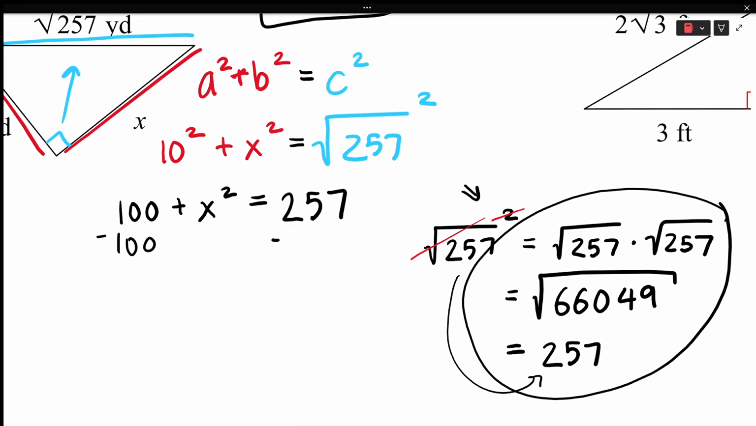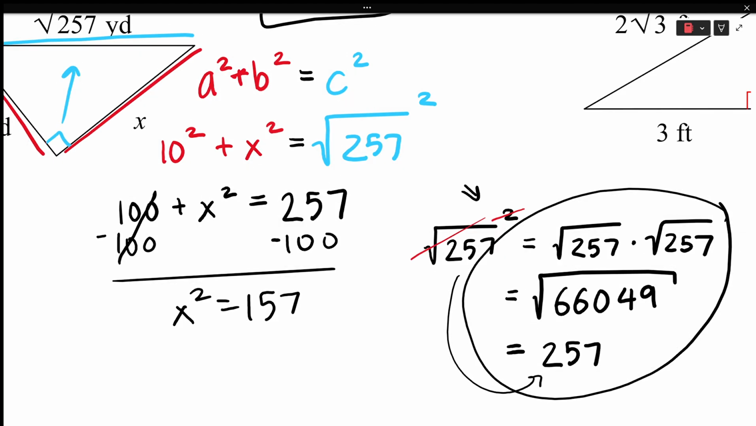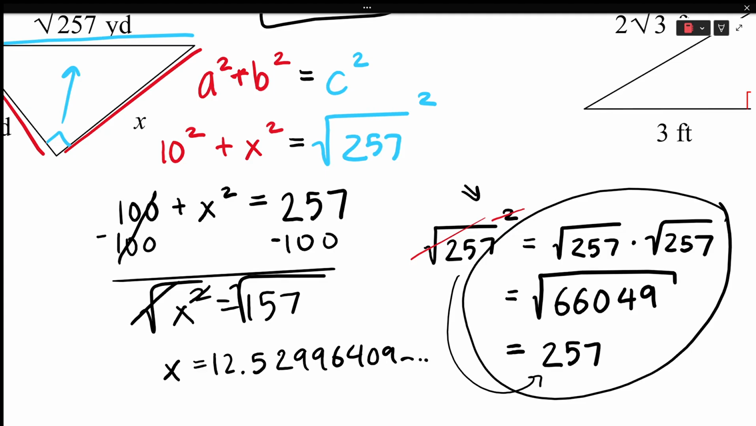Minus 100 on both sides. X squared is 157. Now you square root, right? To get rid of it, again, they're opposites of each other, so you cancel them out by square rooting. Right here, if you do the square root of 157, you get, again, a really long decimal. I'm going to write the whole thing: 12.52996409, and it goes on forever.